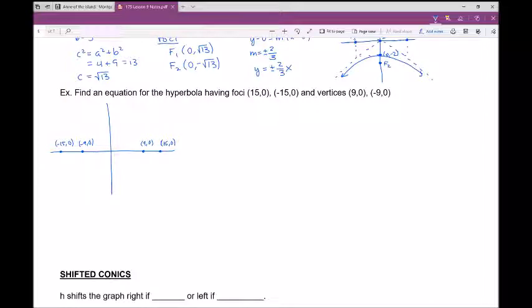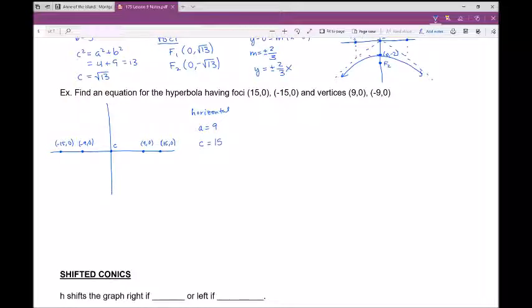So we notice first of all that this hyperbola is going to be horizontal, because our foci are located on the x-axis. And again, we're assuming that our center is (0, 0). All right, so we have a horizontal hyperbola, and because our vertices are 9 units in either direction from the center, we know that a must be 9. We also know that our foci are 15 units from the center in each direction, so we know that c must be 15.